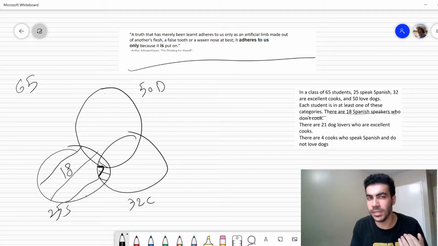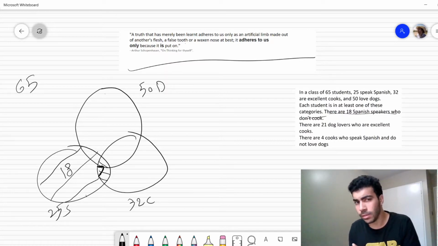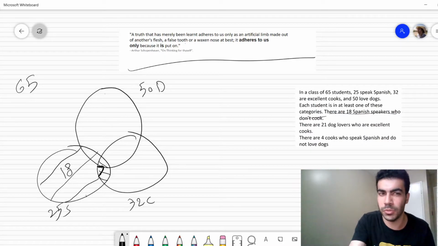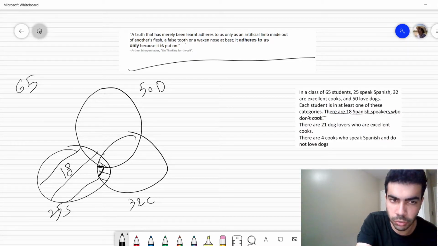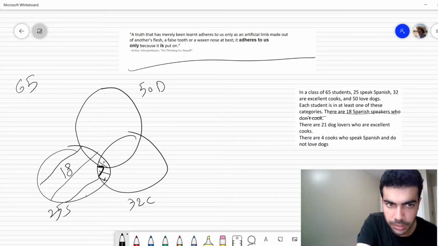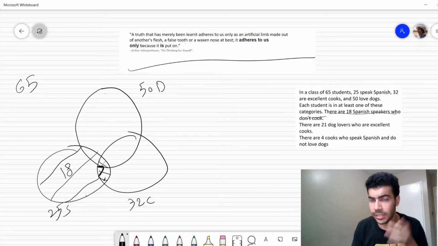And also the same thing applies to the other statement. You have 7 people who can speak Spanish and cook, but you don't really know how many of these 7 also love dogs. So you know that this whole area is 7 people, but notice that there is this part here of people who speak Spanish and can cook, and this small tiny part here for people who can speak Spanish, can cook, and also love dogs. Keep that in mind.